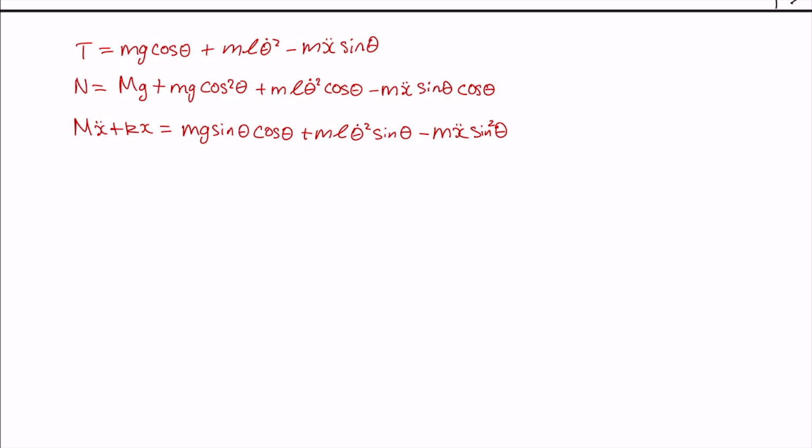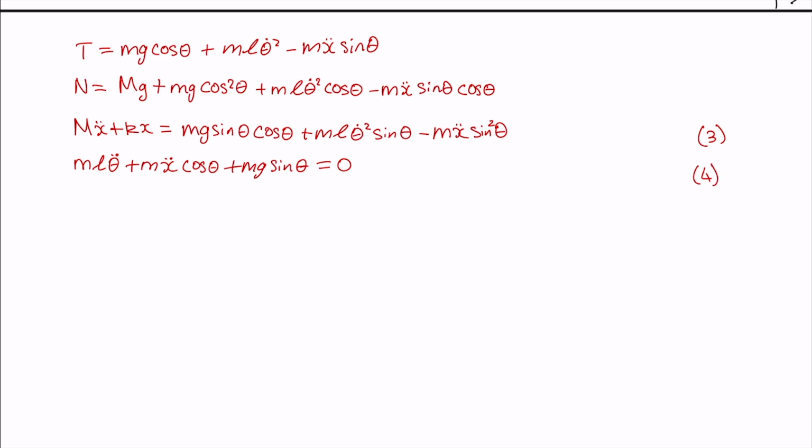And then lastly, we had ml theta double dot plus m x double dot cosine theta plus mg sine theta is equal to 0. We're going to call the equation for x double dot equation 3 and the one for theta double dot equation 4.